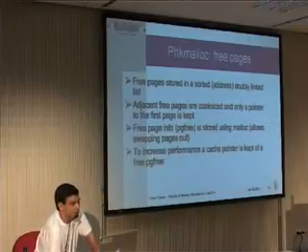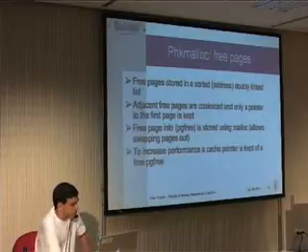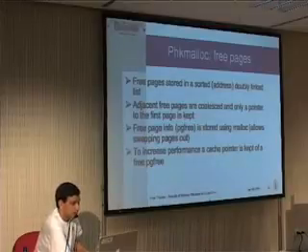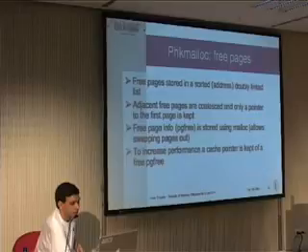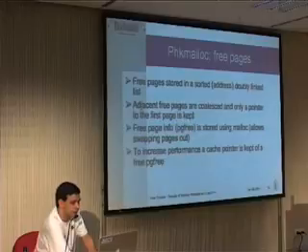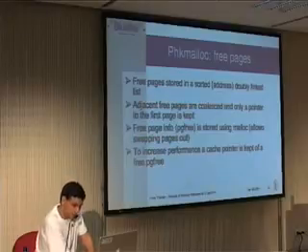Free pages are stored in a sorted doubly linked list based on address, and adjacent free pages are coalesced, and only a pointer to the first page is kept. This is stored in the page free information. This page free information block is stored using malloc itself, so it mallocs a chunk of memory to store the page free information. This allows the page to be swapped out when it's not in use for a long time, because the allocator just checks the page free information to see if it should use a chunk or not.